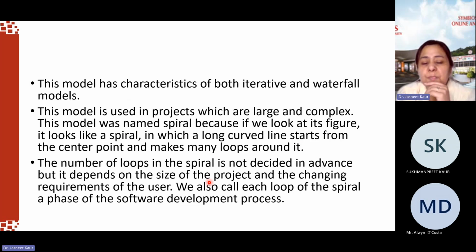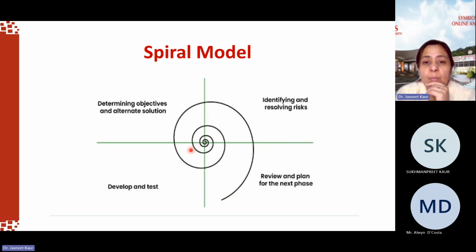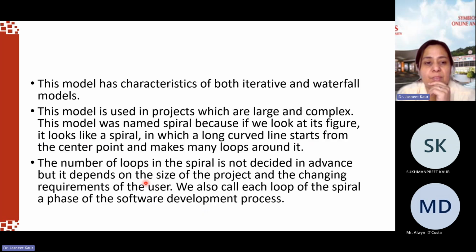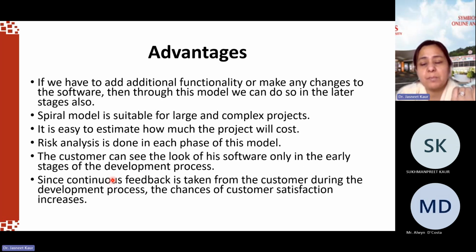The number of loops in the spiral is not decided in advance. How many loops you will get, you don't know. You don't know how many times you have to repeat it. Same as the iteration phase. We also call each loop of a spiral a phase of the software development process. So this is the spiral model. But the base contents are the same.